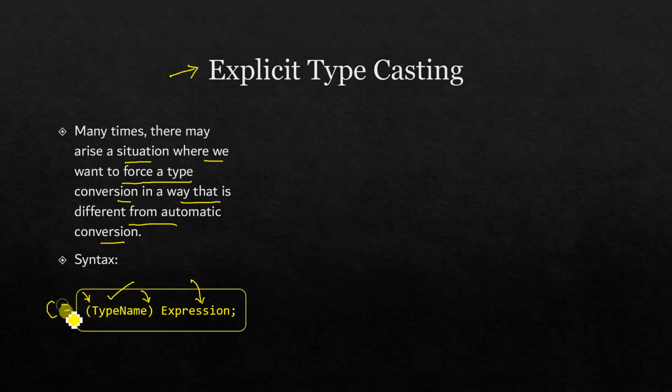Maybe you have written, let's say, c is equal to this. Then whatever result you get from here will be converted into the type that you have mentioned, and that result will be assigned to c. So you need to follow this syntax while using explicit typecasting. Let us take an example for that.